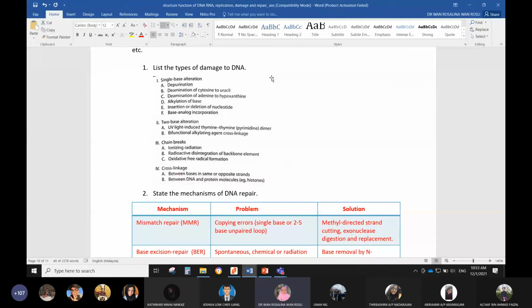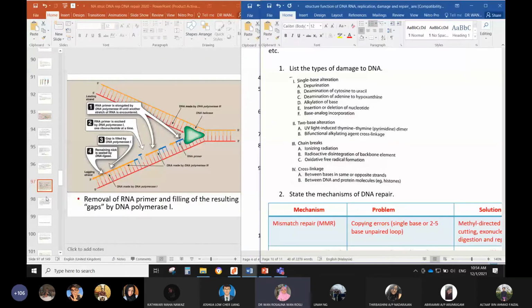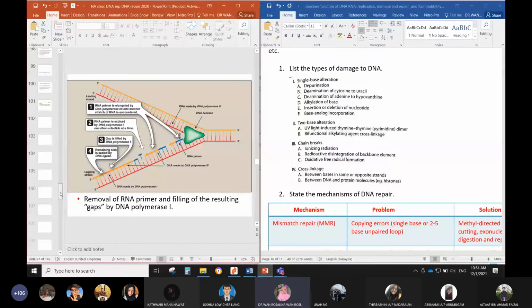But we do have those mechanisms as well. So we have a single base alteration, which means that it changes single bases. Those are some of the examples. And then sometimes it happens by two bases. This is when you are exposed to different mutagens that cause your DNA to be damaged.